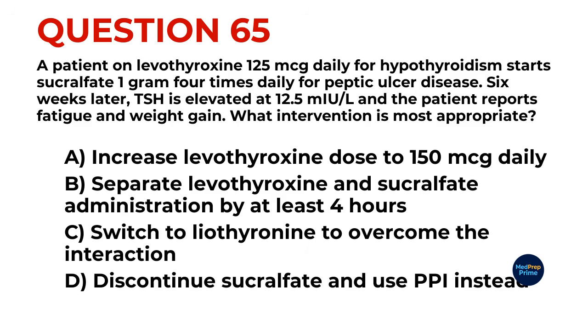A patient on levothyroxine 125 micrograms daily for hypothyroidism starts sucralfate 1 gram 4 times daily for peptic ulcer disease. 6 weeks later, TSH is elevated at 12.5 mIU/liter, and the patient reports fatigue and weight gain. What intervention is most appropriate?